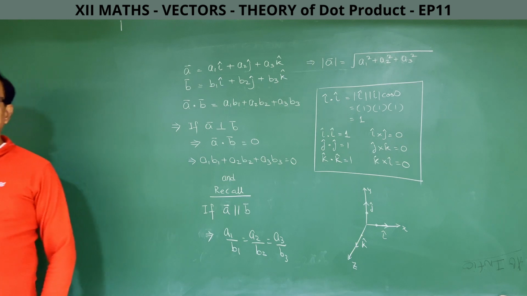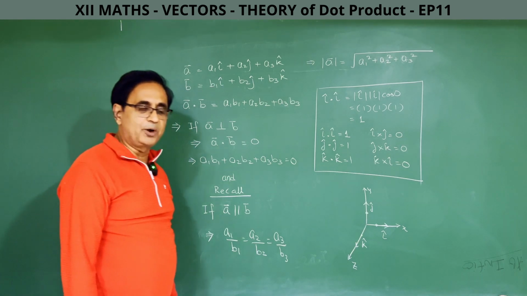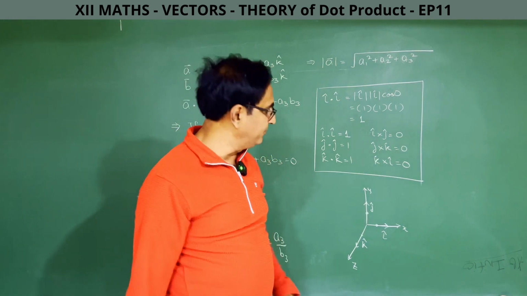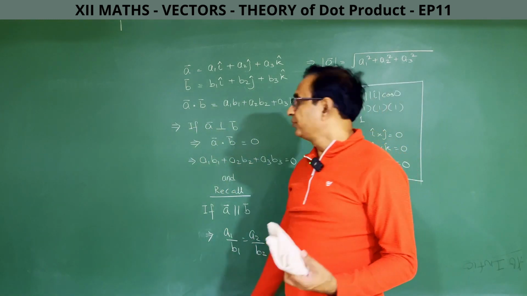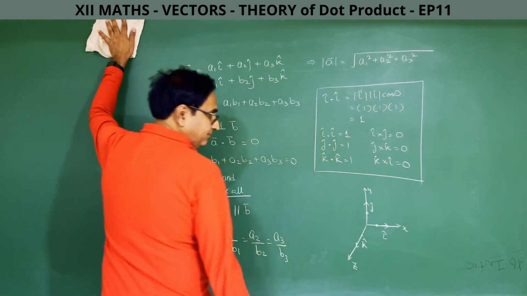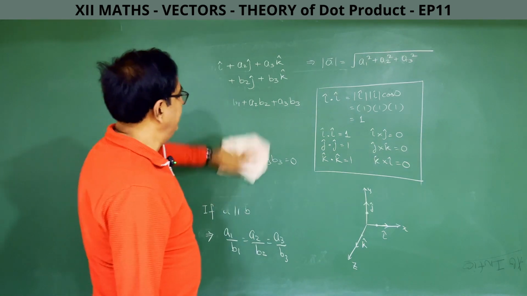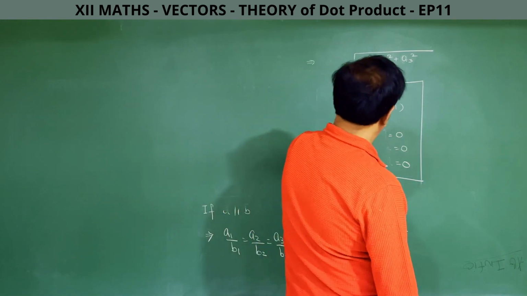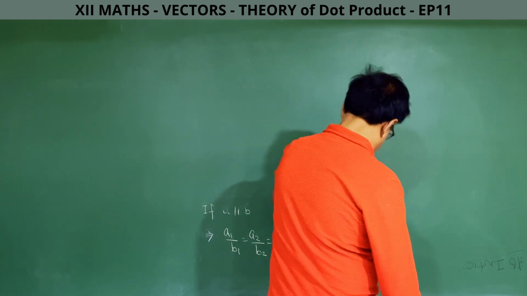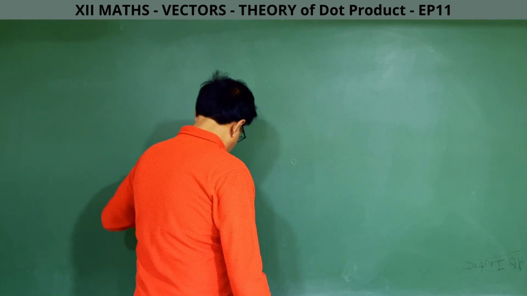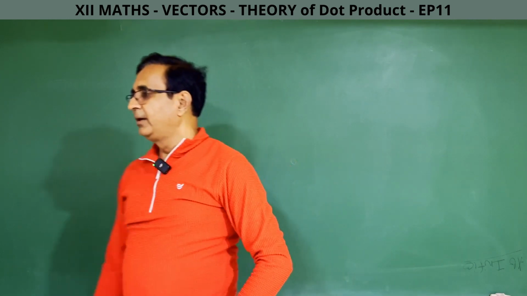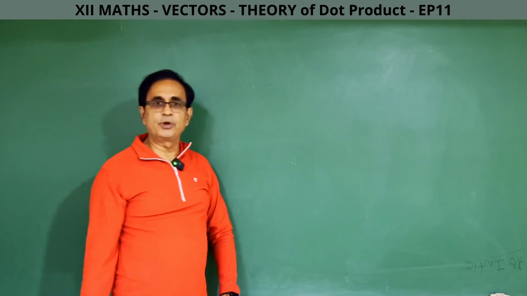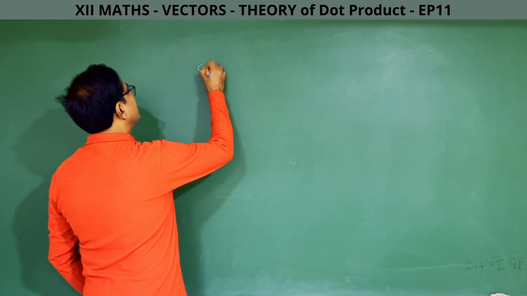A little bit remains: the physical significance of dot product and component of a vector on a vector. So let us continue with the next topic. I think it will take another 10 minutes and then this lecture will be wrapped up. So the next topic is component or projection of vector A on B.